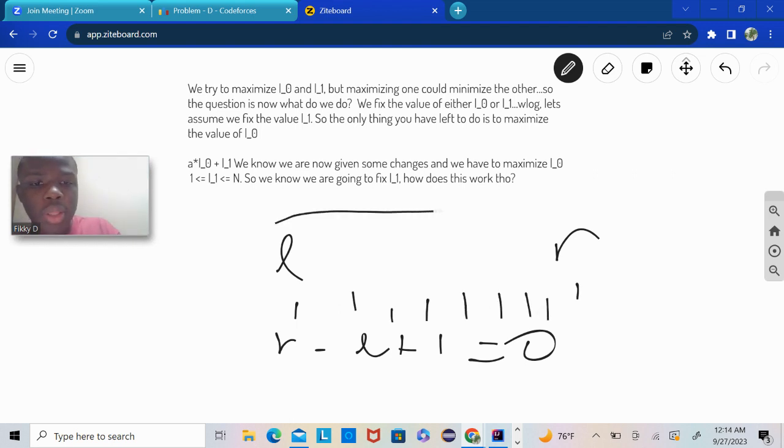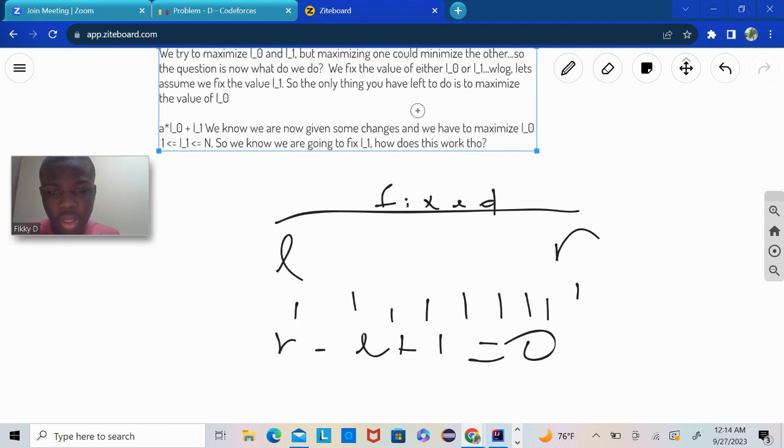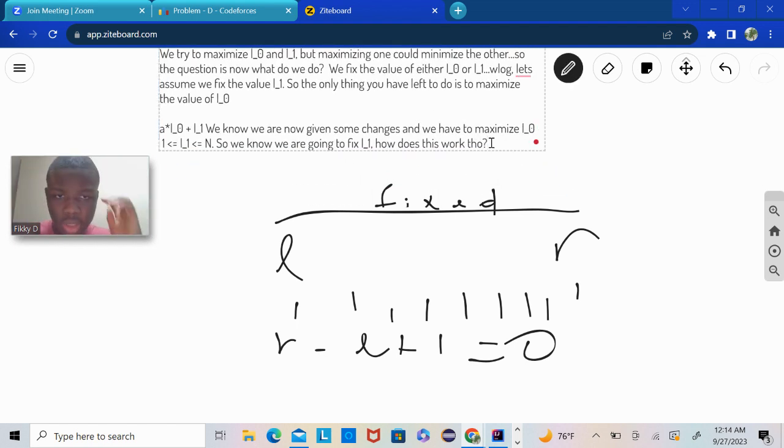So this means that this is fixed. So this is like fixed, right? Because if I fix the value, and for L1, this is basically what I mean. More specifically, because you want to be a little bit more specific, right? Specificity is always good.